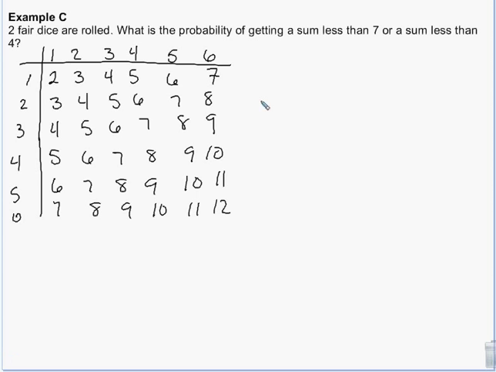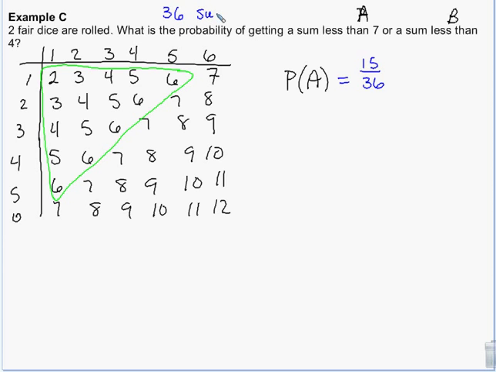You just count across. So we want to know how many are less than 7, we'll call this A, and less than 4 we'll call B. So the probability of less than 7, here's my 7 line. So less than 7 is all of these. That's 15. So we're going to have 15 over a total of 36 because there's 36 sums. And then the probability of less than 4, just those ones.